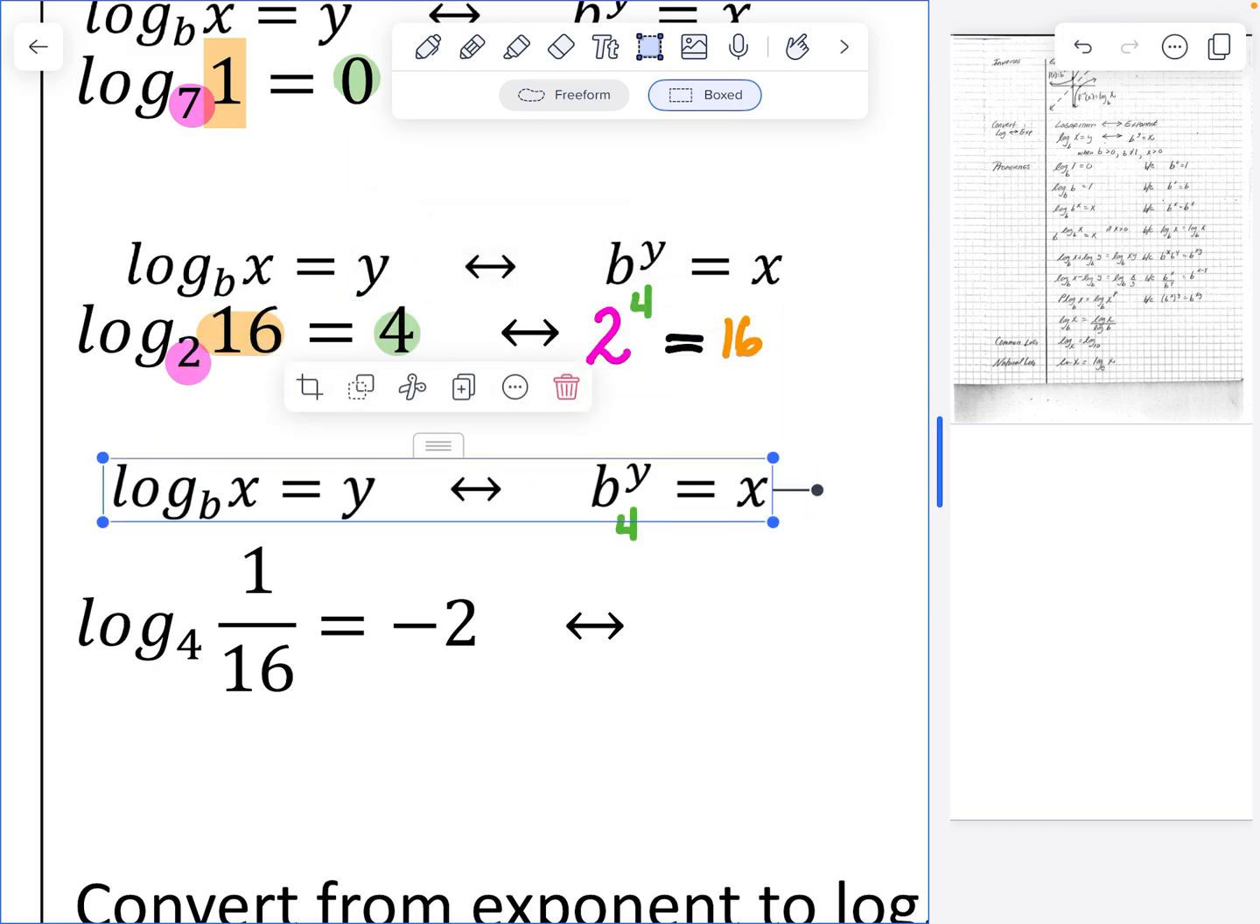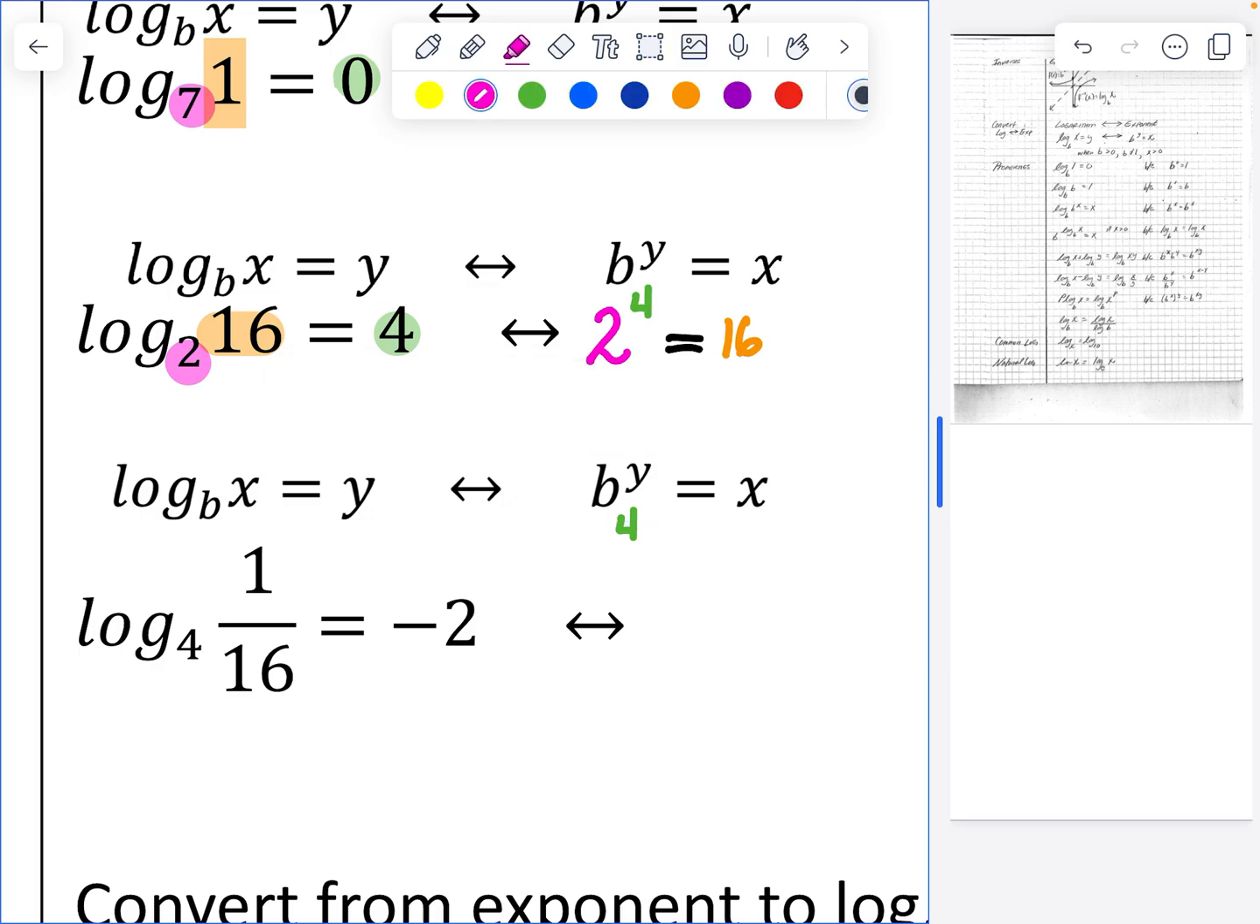So we're going to do that again. This time we have a base of 4. So my base is going to be a 4. My exponent is a negative 2. And it is going to have a value of 1/16. And 4 to the negative 2nd power is 1/16, because 4 times 4 is 16, but the negative 2nd power puts it in the denominator.